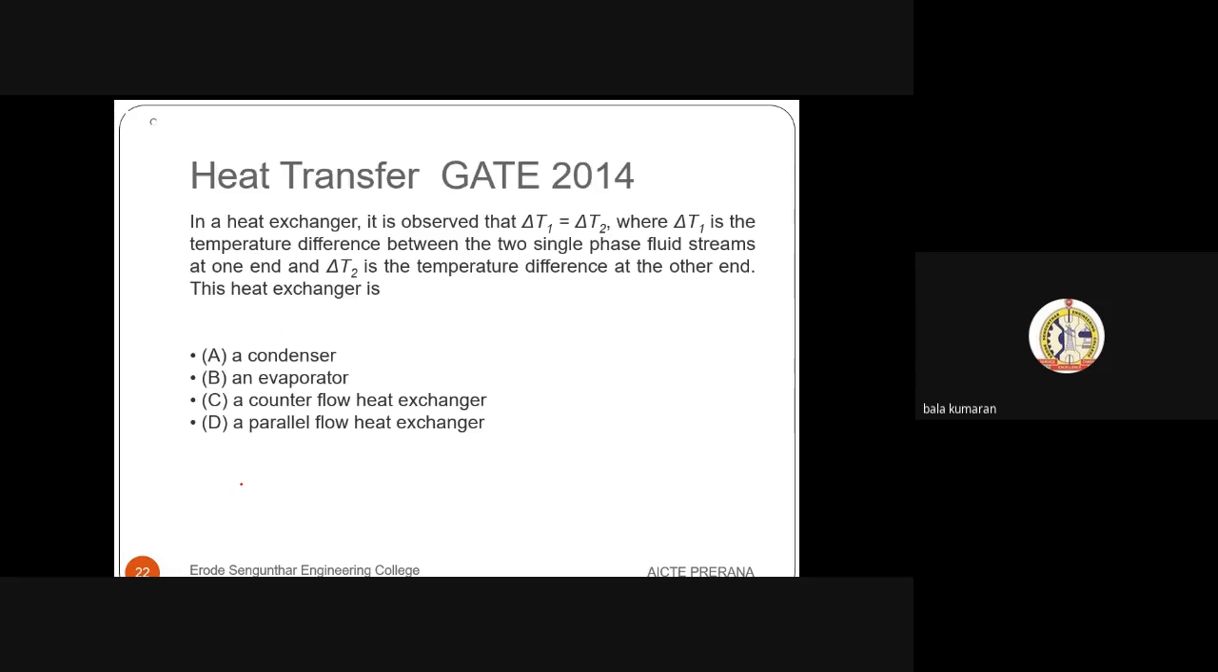In a heat exchanger, it is observed that delta T1 is equal to delta T2, where delta T1 is the temperature difference between the two single phase fluid streams at one end, and delta T2 is the temperature difference at the other end. They ask you to find the answer. In a heat exchanger, both temperature differences are equal, where delta T1 is this and delta T2 is this. They are asking what the answer is.